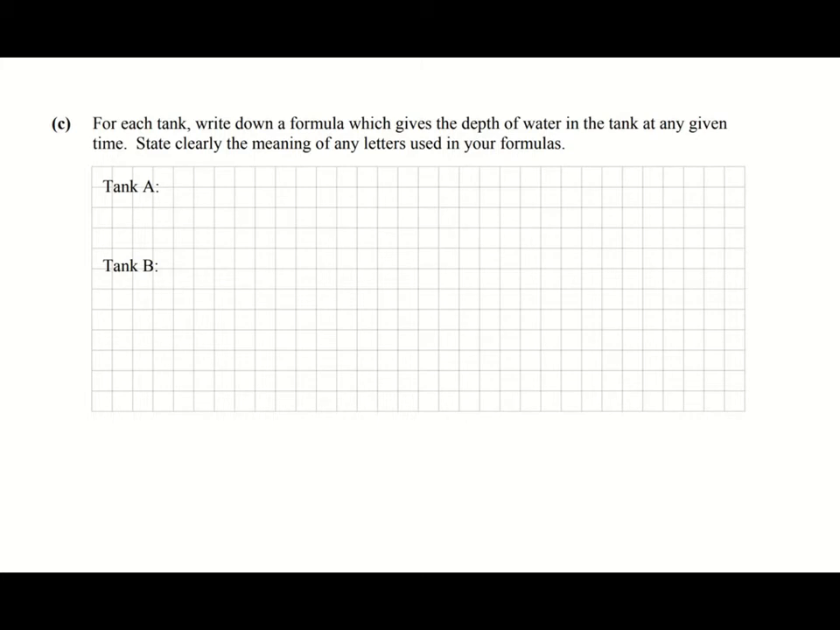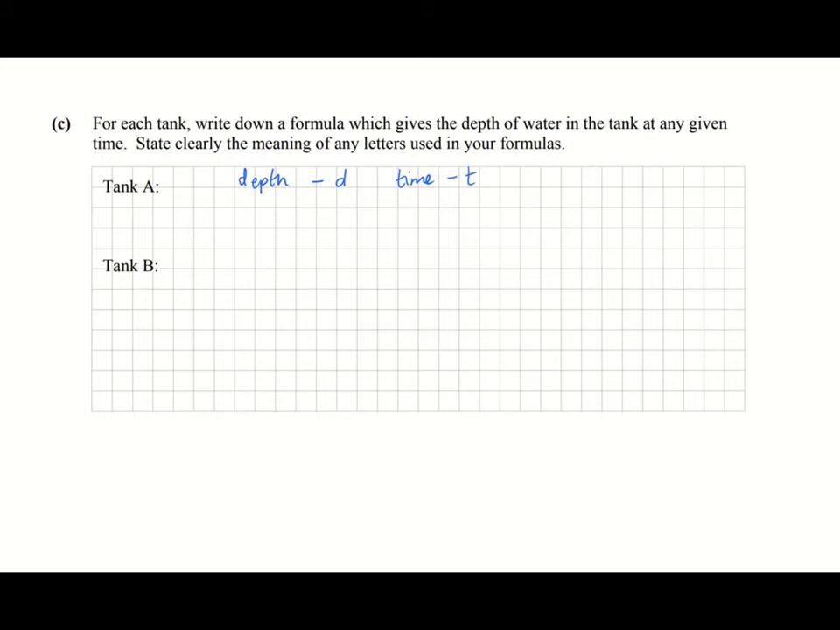A very common question that comes up in functions is to write the rate as a formula. So you have to think about the constants, what's staying the same, and the variables, what's changing when you're making the formula. What's changing in this question is the depth. So we're going to make that D, and we're going to make the other variable time T.